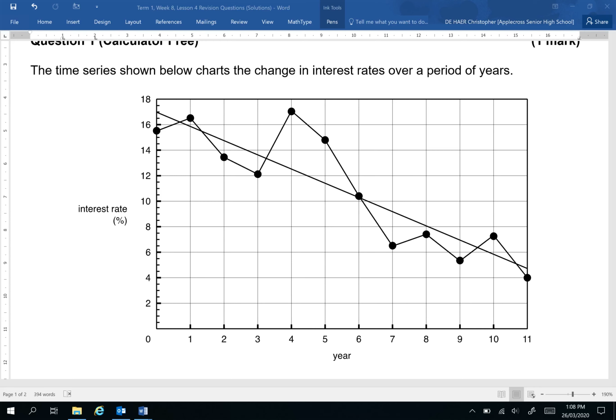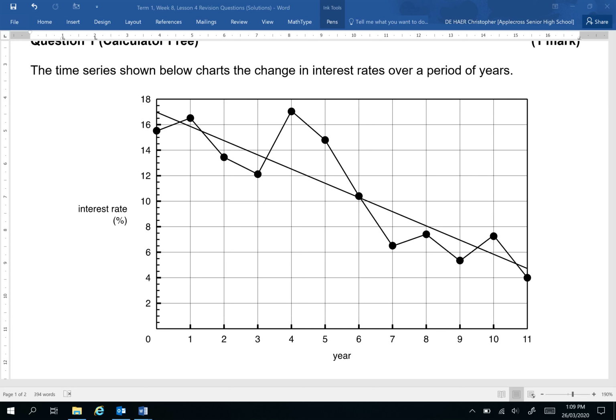So in question 1, we're looking at time series data. Now time series data is data that's been recorded over a period of time. It is bivariate data. We'll look more at time series data when we start Unit 4. But we're interested here in working out what the equation of that trend line would be. Now, with a trend line, we have two features of that trend line. We have a y-intercept and a gradient.